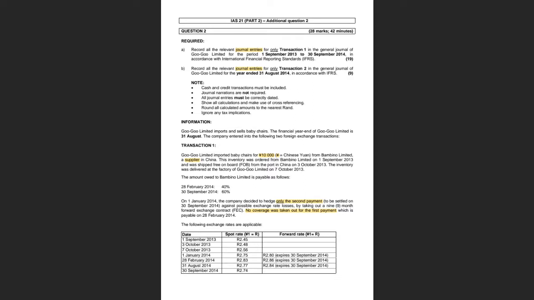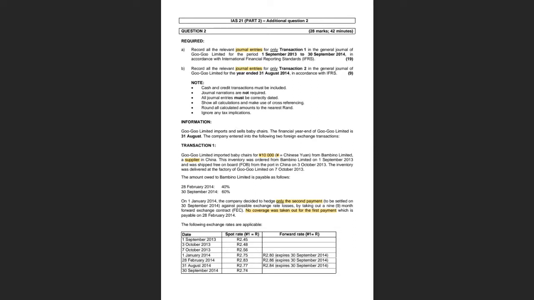So the required says record all relevant journal entries for only. Now, this is typical of a Forex question. In a Forex question, you're going to get multiple transactions. Your job is to identify which required relates to which transaction. It's critically important that you do this exercise because sometimes one transaction might have multiple requireds and then another transaction will just have one. So you need to make sure that you're answering based on the correct transaction.